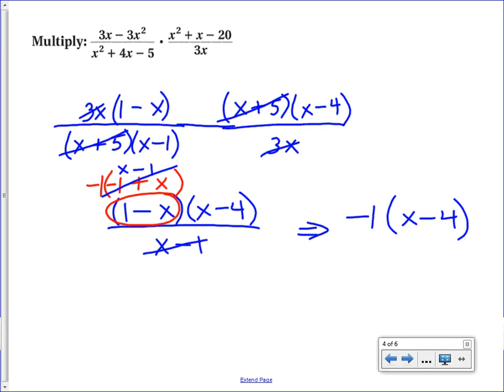Now you only have to use this trick when you have subtraction where one of them is backwards. If you're ever trying to cancel out like 3 minus x and an x minus 3, that's when you would take out the negative 1. Okay, you don't have to do it that often, but you do have to do it if you're trying to reduce two subtraction problems that are inverted.